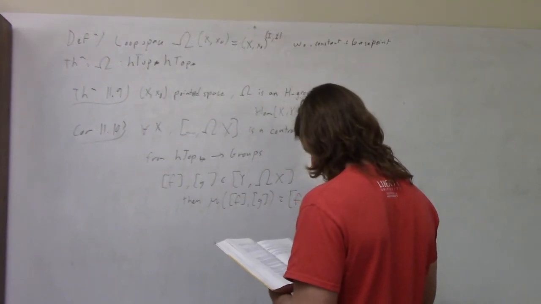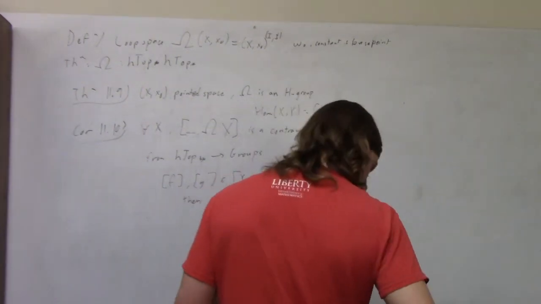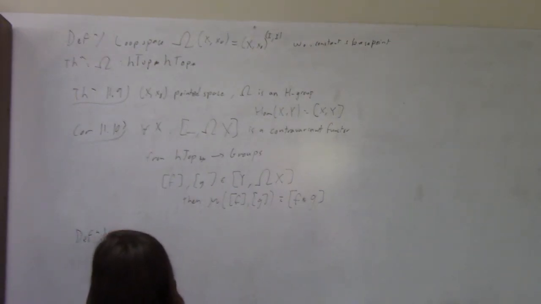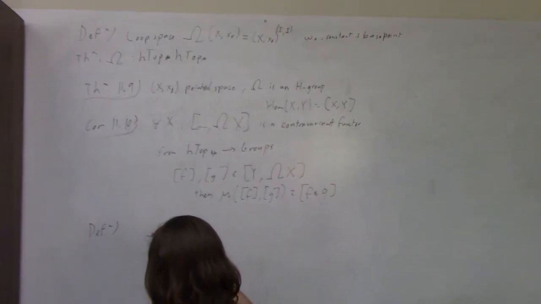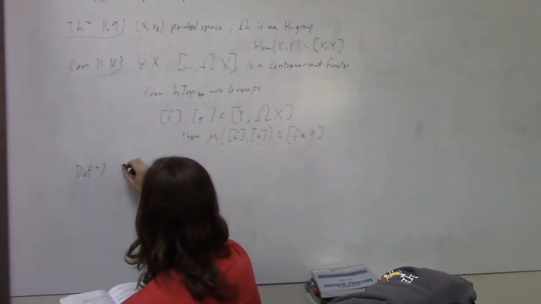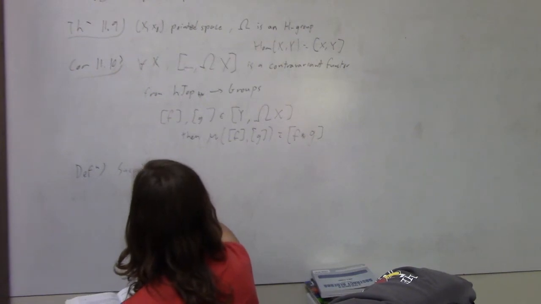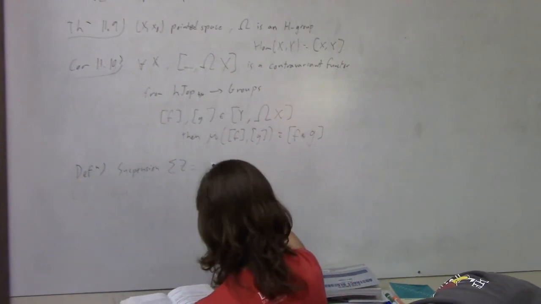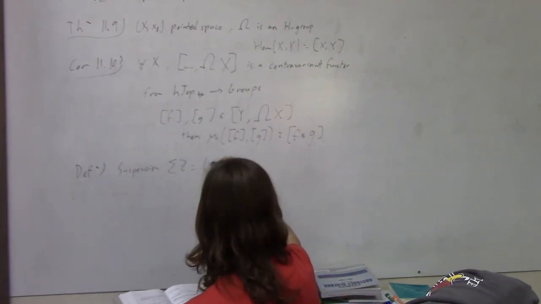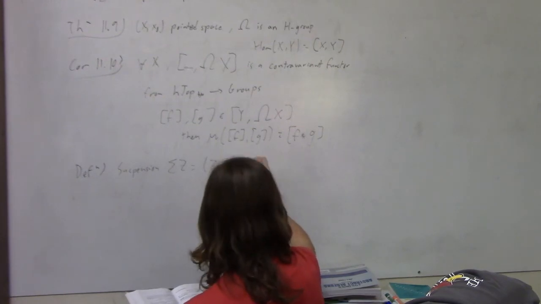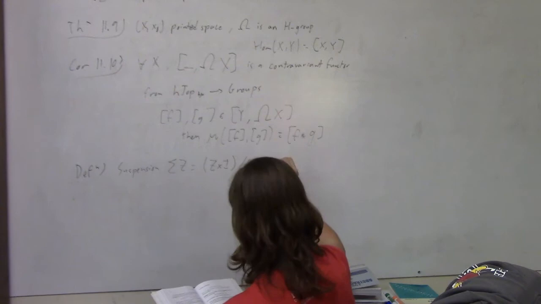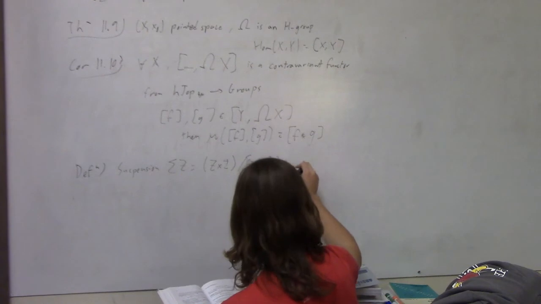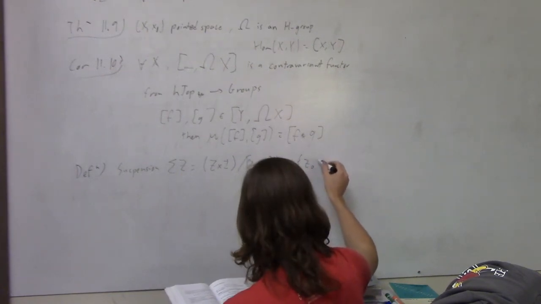Okay, now we define the suspension. If C, Z naught is a point in space, the suspension of C, sigma of C, is the quotient space Z cross I mod Z cross I dot union Z naught cross I.